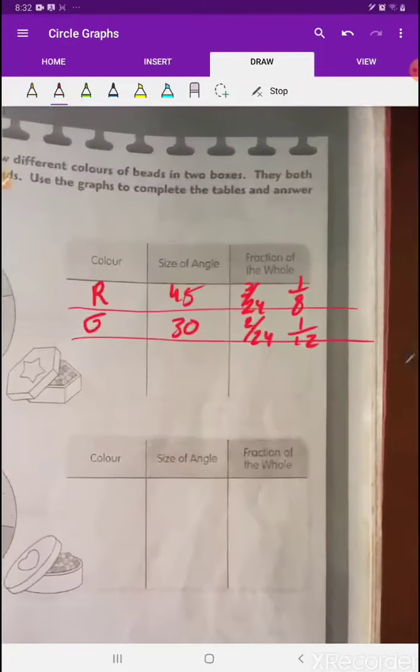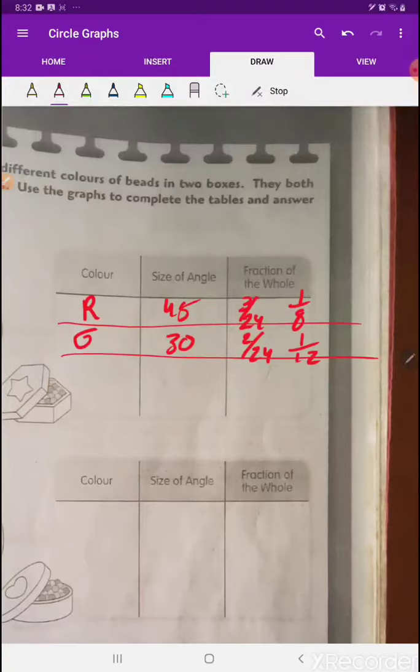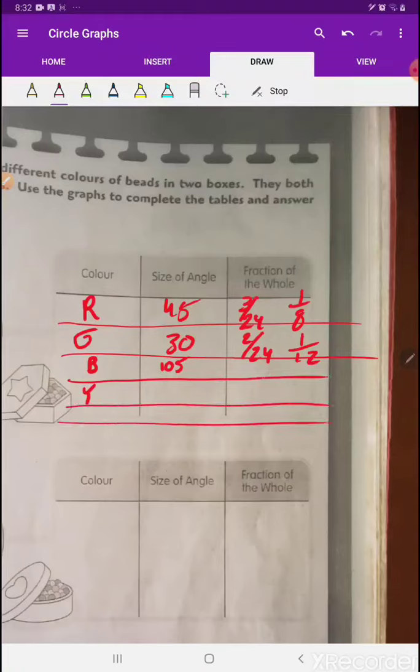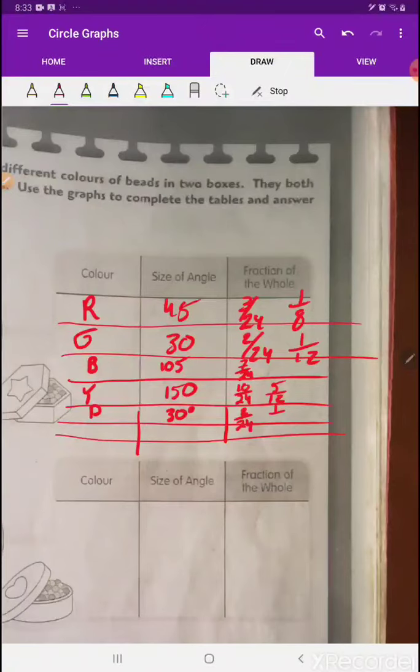I'm writing too big here. There we go. All right. Blue is 105 degrees. Yellow is 150 degrees. Pink is 30 degrees. Oh, I did more than I needed to there. Okay, so blue is 7/24. There's no simpler form of that. Yellow is 10/24, which is the same thing as 5/12, and pink is 2/24, which is the same thing as 1/12.